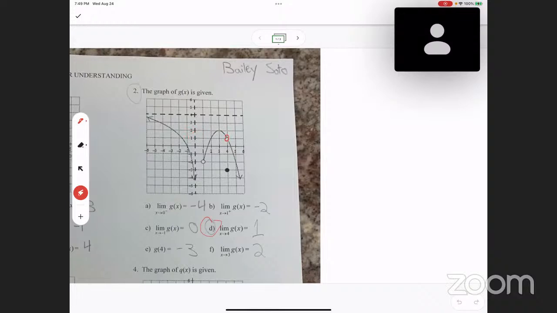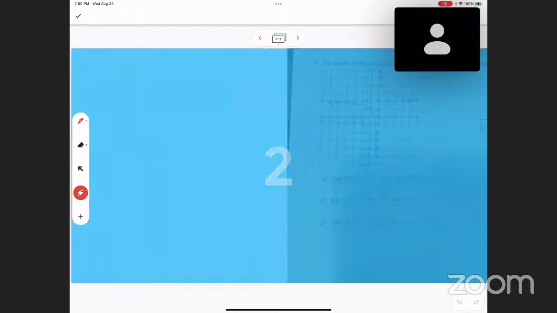Now it's not 1. The function value is actually -3, but that doesn't matter. Limit doesn't matter what the actual function value is. It just matters what you would expect the value to be. Okay. So that's why that's 1. Okay. Got it? Yeah. Okay.